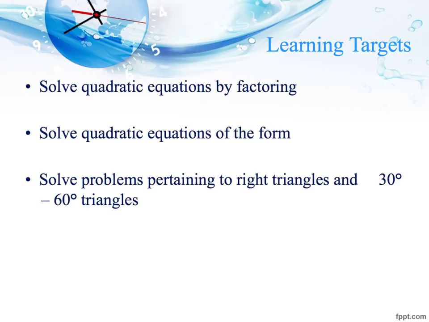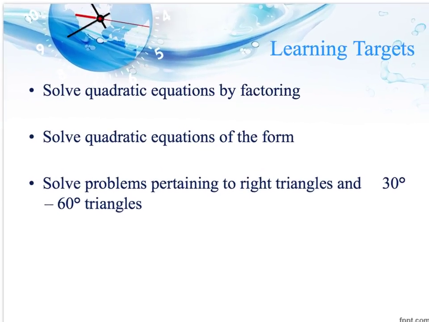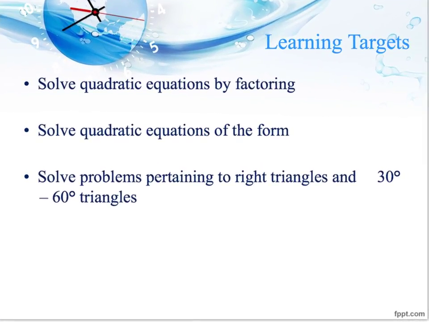Our learning targets in lesson 6.2 are to be able to solve quadratic equations using factoring. That's going to be a review. We've done that previously. Second, to be able to solve quadratic equations in the form x squared equals a. And third, to be able to solve problems that pertain to right triangles and right triangles that have 30 and 60 degree angles in them.